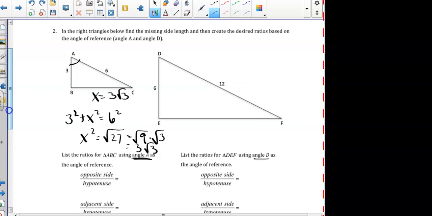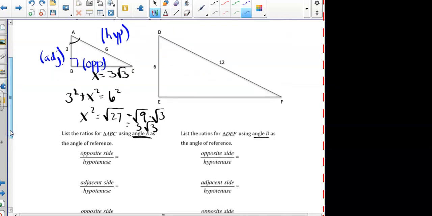From angle A, the first thing we should do is label the opposite side, the adjacent side, and the hypotenuse. The opposite side of A will be side length BC. The adjacent side to reference angle A will be the length of 3, or AB, and the hypotenuse will be side length AC. Recall that it is opposite the right angle. Now we are asked to write our ratios. The opposite over the hypotenuse would be 3 root 3 over the hypotenuse, which is 6 units.